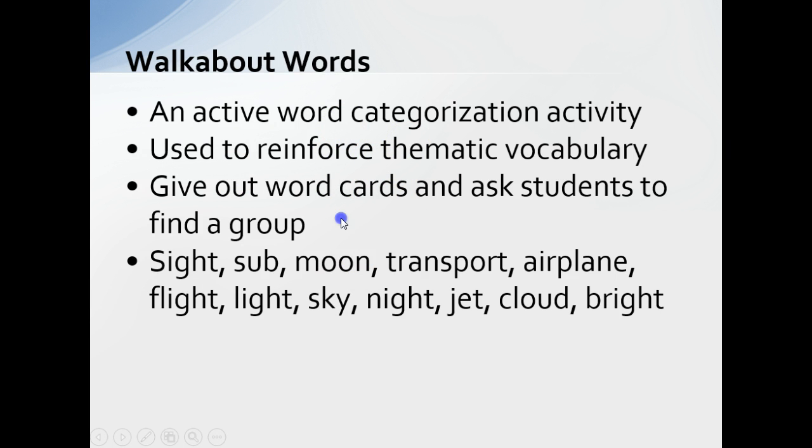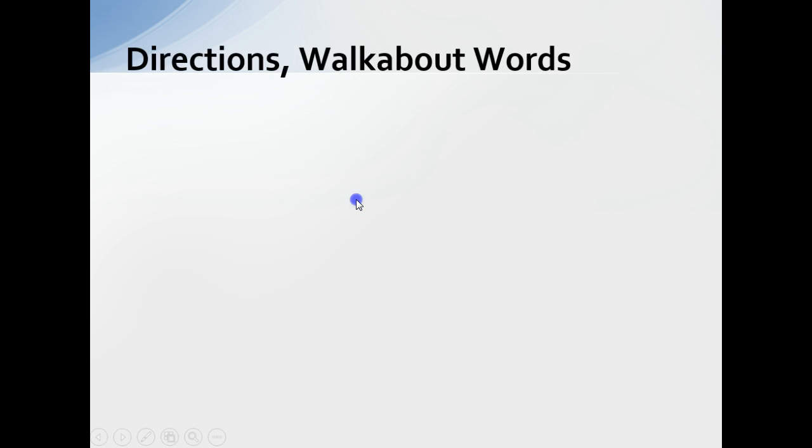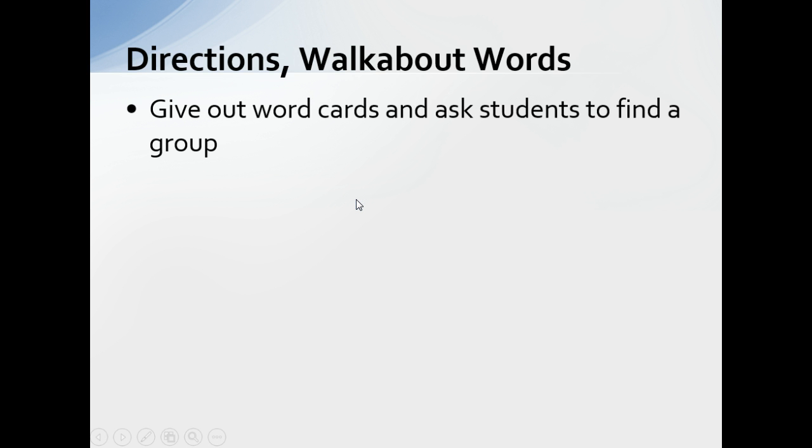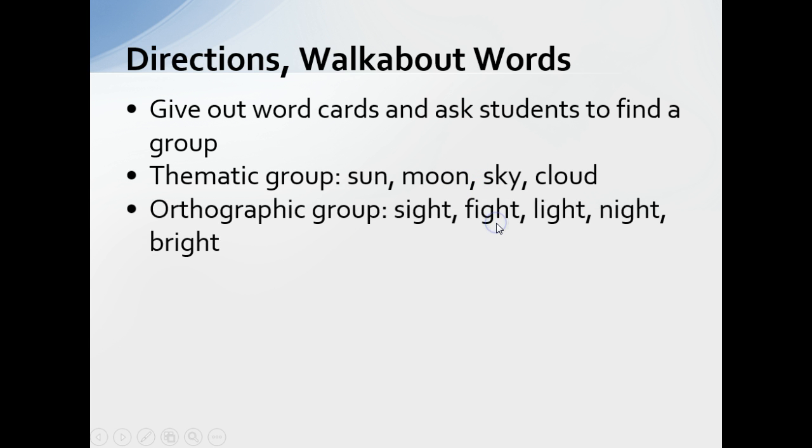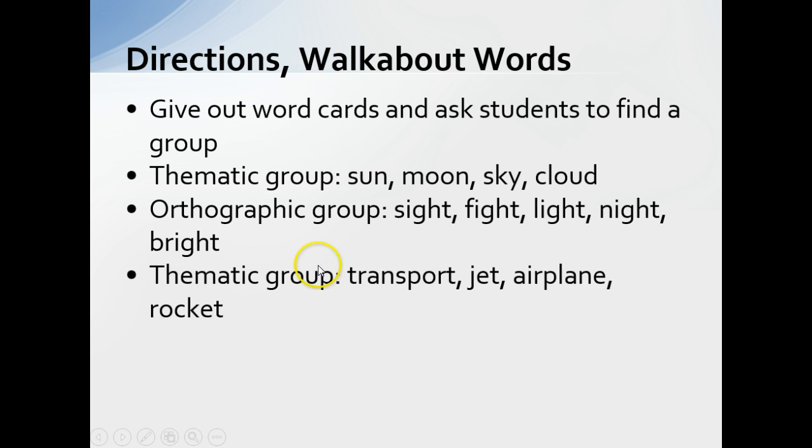Those could be some examples. So let's go with our directions with those examples. We give out the word cards and ask students to find a group. Here our thematic group was sun, moon, sky, cloud. Our orthographic group was sight, fight, light, night, bright. And another thematic group could be transport, jet, airplane, and rocket. So you can see how that works.